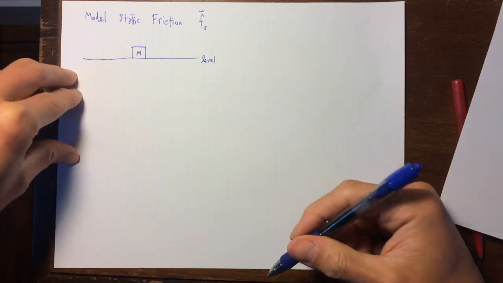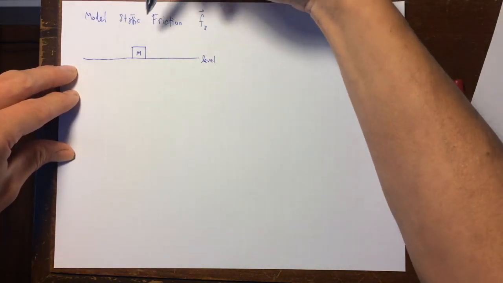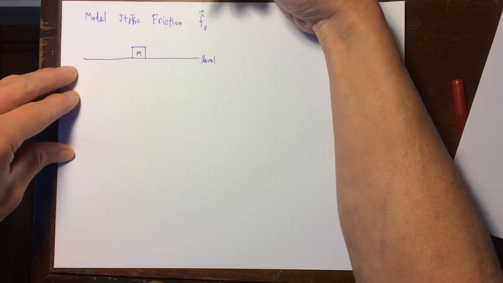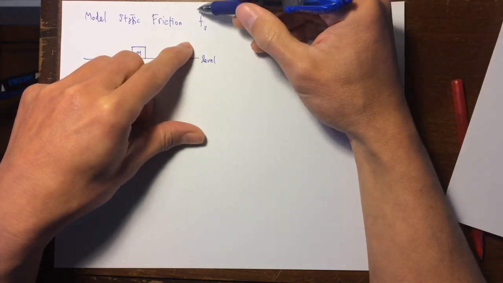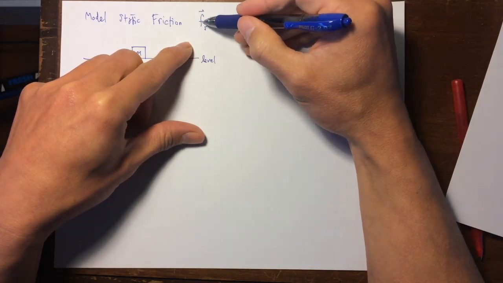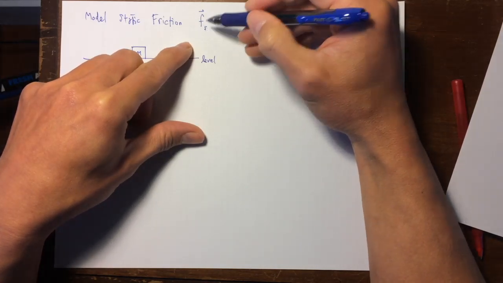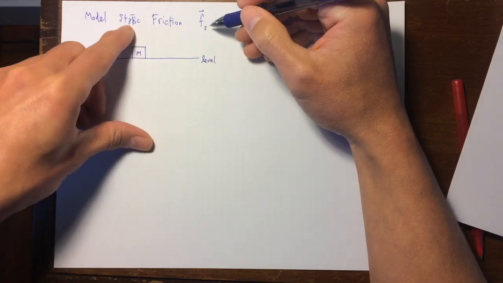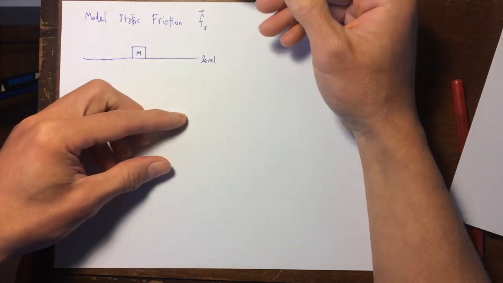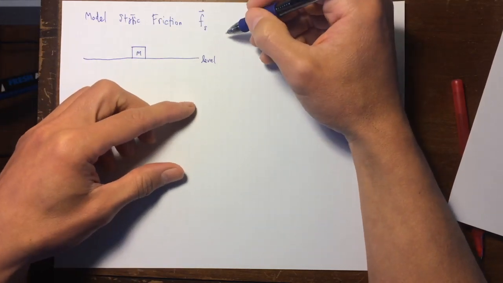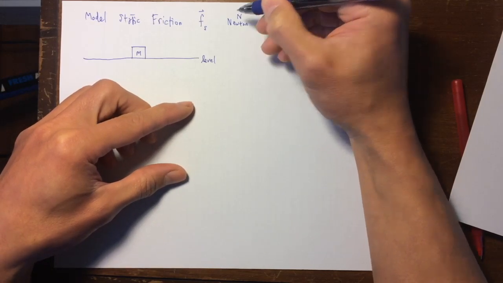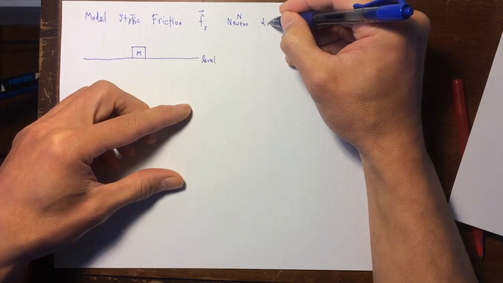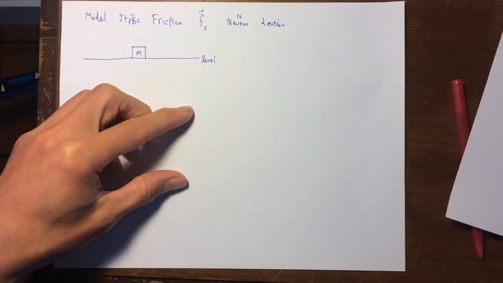So let's model, or provide a simple model for static friction. The static friction is a force, and I'm going to give it the symbol lowercase f with a little subscript s for static, and it is a vector. So we should give it units of, say, the Newton, and we have to describe the direction.